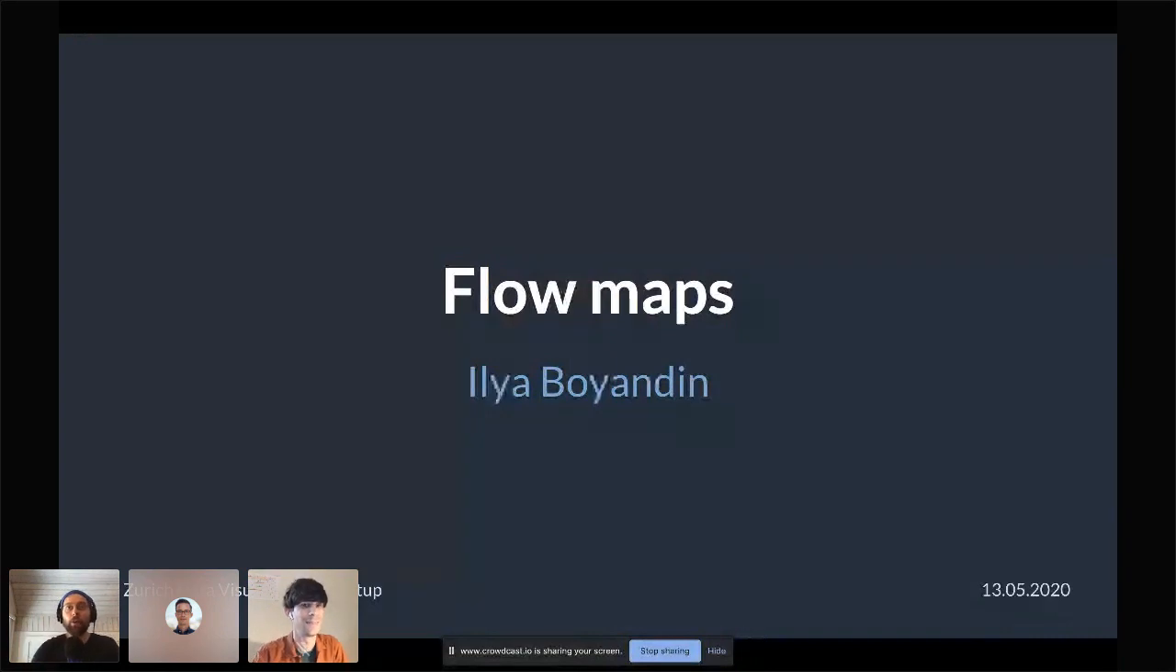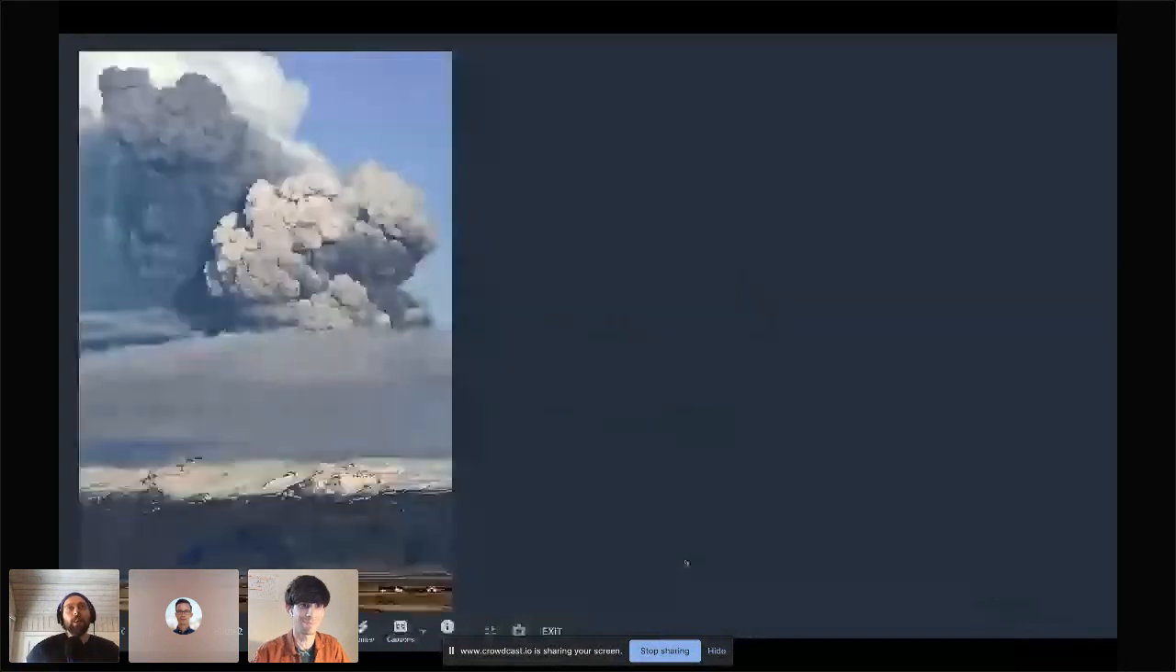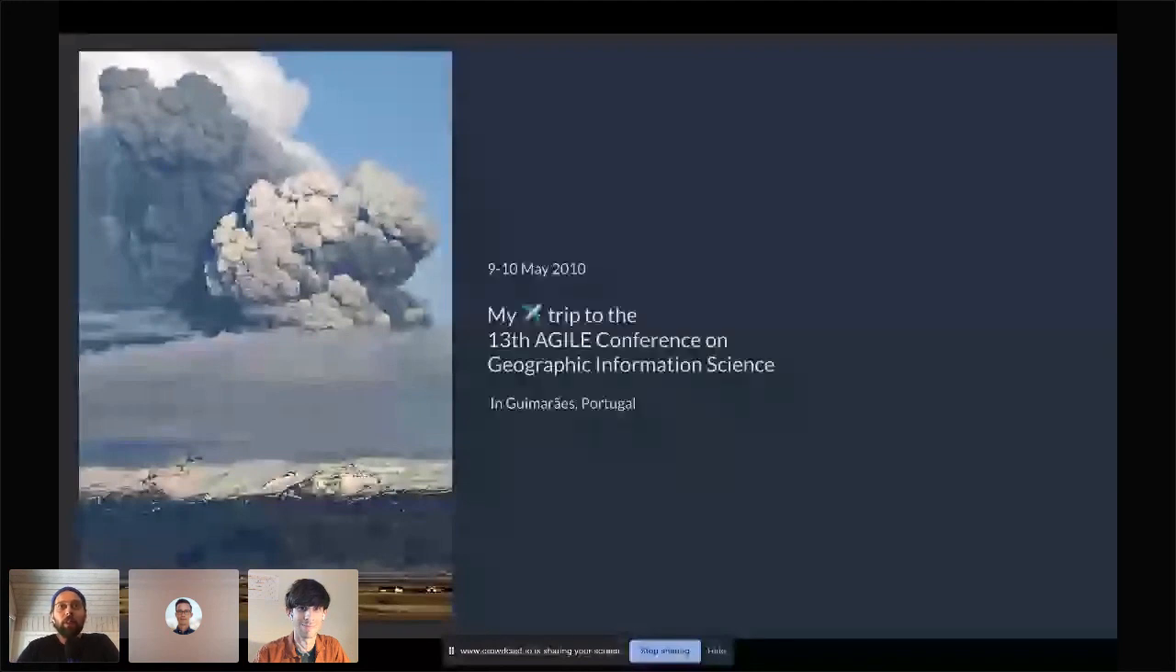So yes, I will be speaking about Flowmaps. And I want to start with a short story. This was a volcano eruption in Iceland, about precisely 10 years ago. Because of this eruption, many airplanes in Europe were cancelled, and I was supposed to go to a conference in Portugal. That was my very first real conference where I had to present. And when I arrived at the airport, they said that the plane was cancelled.